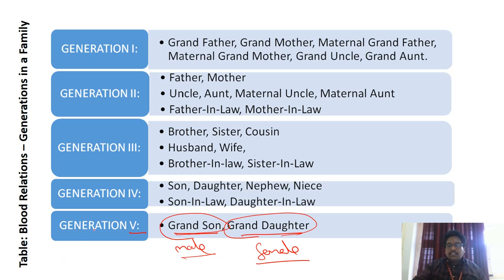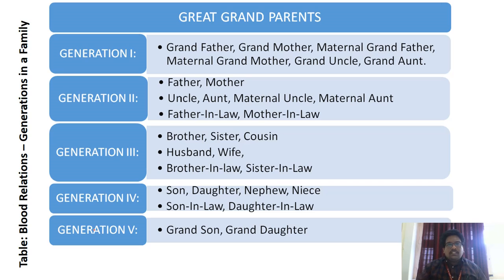So apart from this, as I was saying, some extra generation is great grandparents. What does it mean? In a few of the families, your grandparents' parents would still be alive. For them, they will be your great grandparents. For example, grandfather's father is also called great grandfather. Grandfather's grandfather also comes under this category. We will not go further. Similarly, grandmother's mother or grandfather's mother comes under the category of great grandmother.